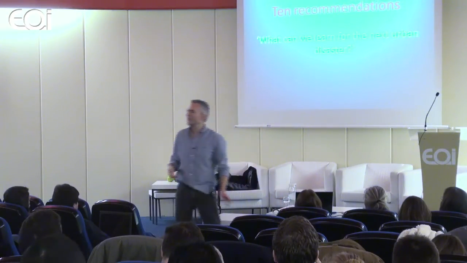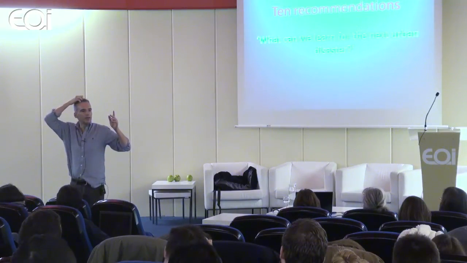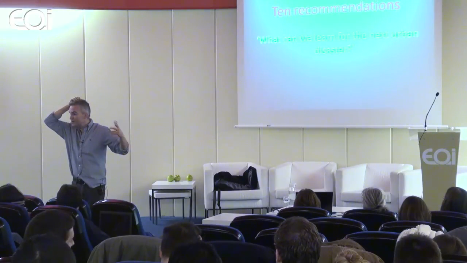Okay, there are 10 recommendations here. I said our study was around what we can learn for the next urban disaster. So just 10, and I've made them a bit simpler. But the report's on the website if it interests you. Some of them might sound very obvious to you, okay? And for none of the aid agencies we work with were they a surprise. But often we forget to do this.